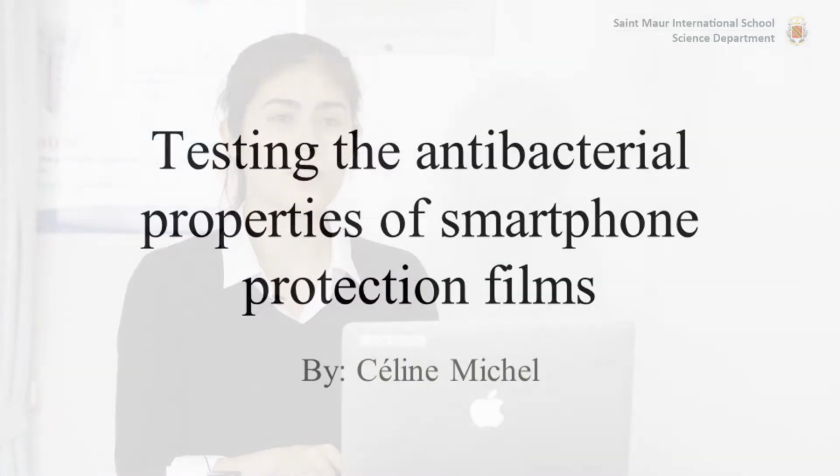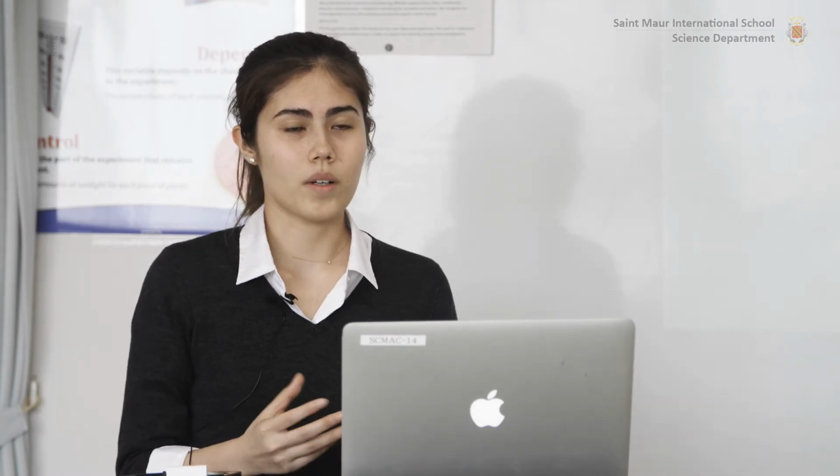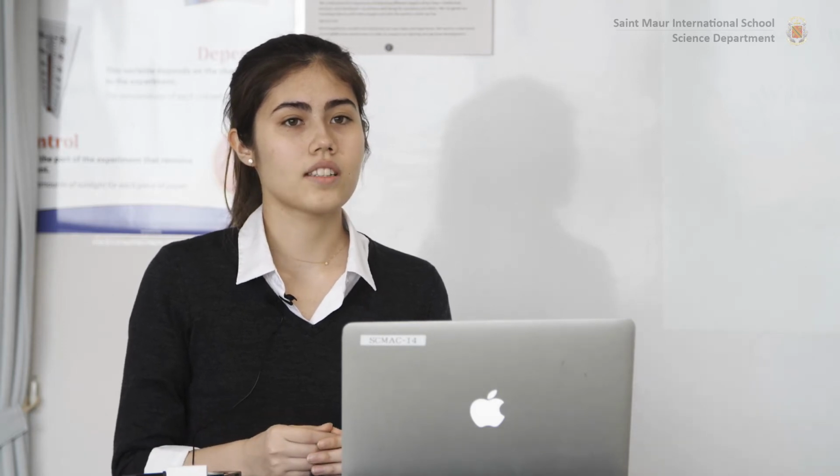So smartphones nowadays are devices that are commonly used by almost everyone, in which they are the only thing that is being transported by us but not being washed away, and therefore they are an optimum medium to transfer bacteria. Therefore, several companies have produced antibacterial protection films in order to prevent the growth of bacteria. However, since the growth of bacteria cannot be seen by the human eye, its effectiveness is questionable.